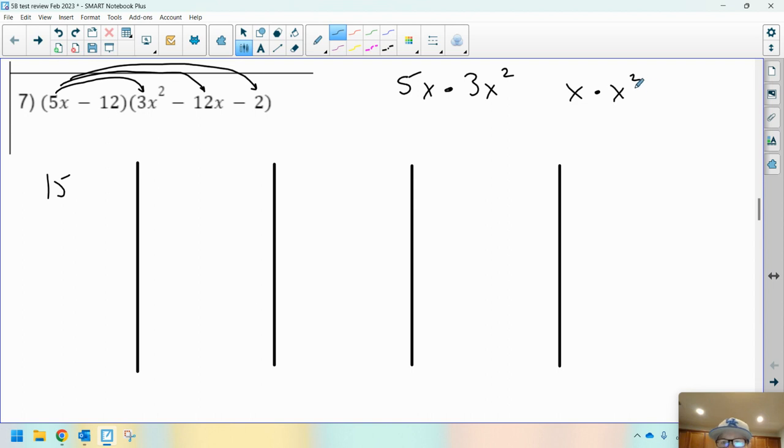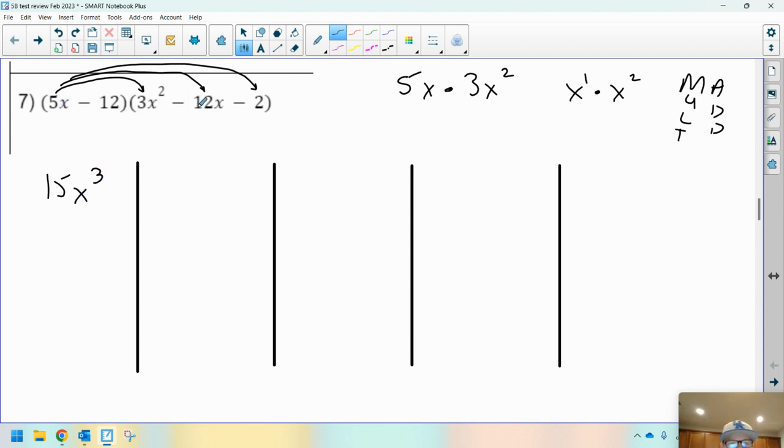We're multiplying with exponents. That's a math situation. When they want you to multiply them, you really have to add the exponents. So this is x to the first plus x to the second. That's going to give you x to the third.